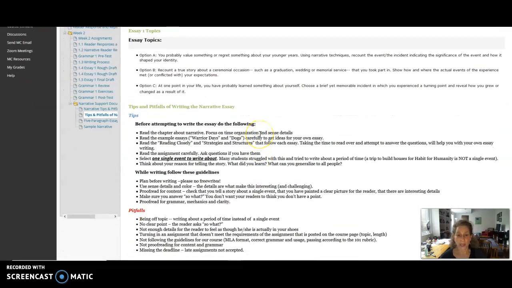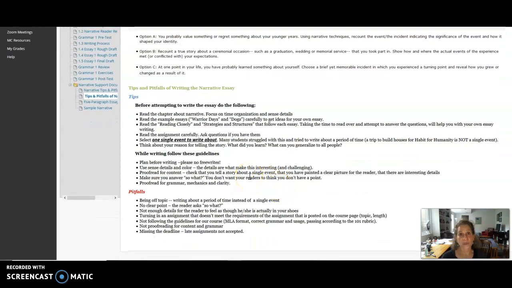So here are some tips. As I said, read the chapter, read the essays, do the reading closely and study the structures. These will give you some really good ideas for how you can write your own assignment. Make sure you understand the assignment sheet and what is asked of you. Select one single event, I've already mentioned that, and think about your reasons for telling the story. So it's always important to have a so what to your story. We all have friends who tell stories and we end with so what? There's no point to it. So you want to think about how your story can relate to other people so that your audience can generalize it to themselves or to the world that we all live in.